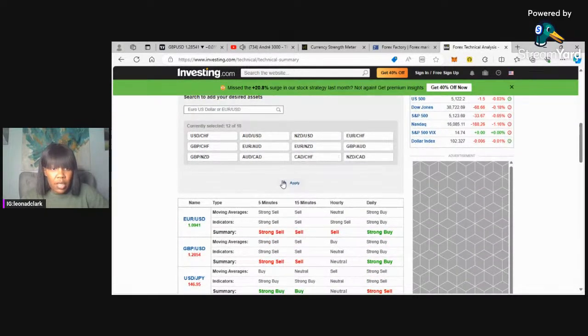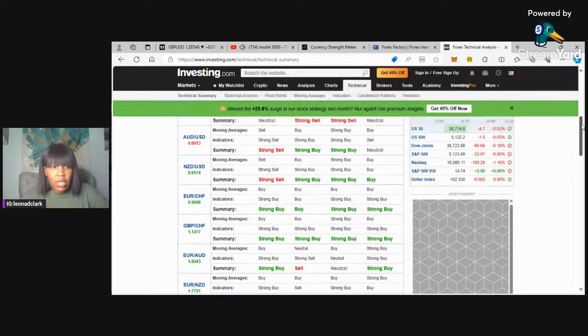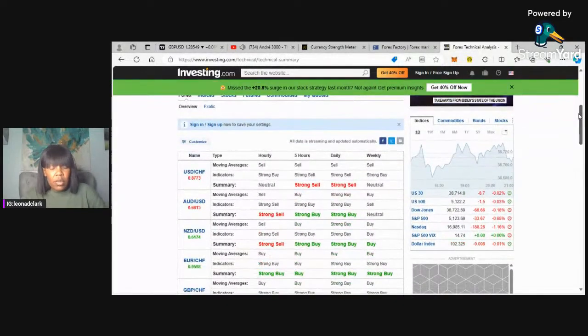So let's see if we got buys across the board or sales across the board. Friendly reminder for those of you that are new to this, the reason why I'm doing this is because it helps us identify trending markets. Typically for beginners, trending markets are easier to trade. So that's the reason why I show beginners how to do this, so that they can find their trending markets.